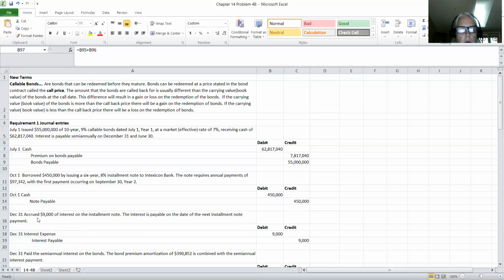Since this is an accrual of interest expense, our interest expense will be debited because it's increasing. Our interest payable is also increasing, but we increase interest payable, which is a liability, on the credit side. So this is an example of an adjusting entry that would be made at the end of the first year on December 31st for the accrual of interest expense.